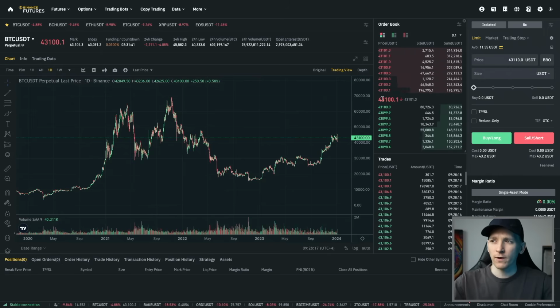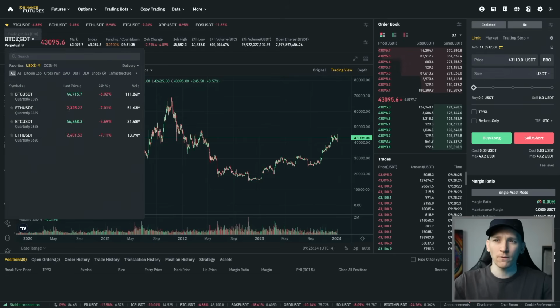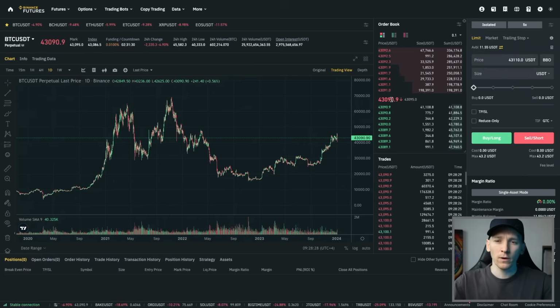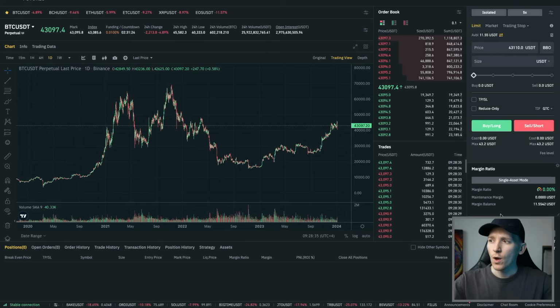Then you have the order book right here, which is obviously the price of the futures contract based on what asset that you're trading. So, we're trading Bitcoin USDT right here. So this is basically the Bitcoin price or the Bitcoin futures price. You have all of the trades down here. And then at the bottom, we have some differences from the spot market, whereas we can see our margin ratio.